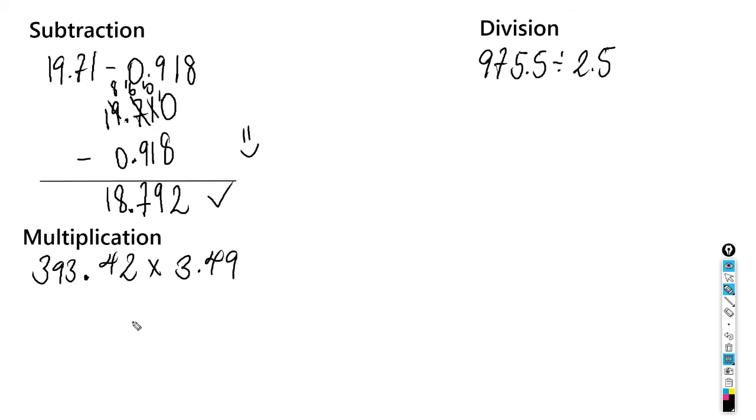All right, so we're gonna put this over to the right side here. Let's just put it over here. And then we're going to multiply these two numbers. We're gonna put the bigger one first, 393.42, and we're gonna multiply it by 3.49. All right, guys. So this one is a little more complicated than addition and subtraction.